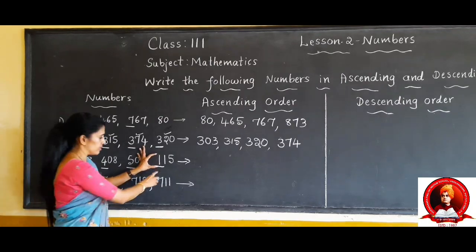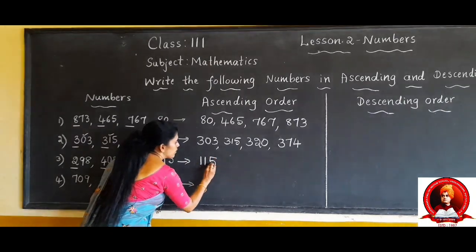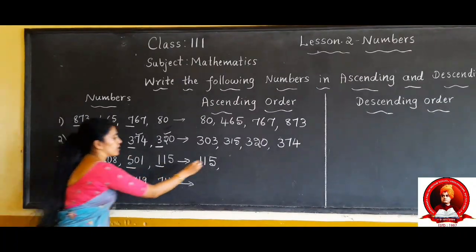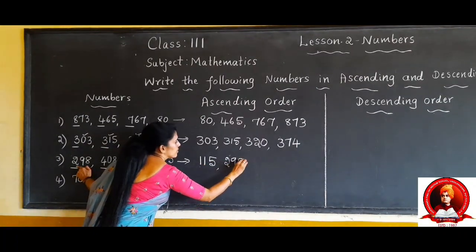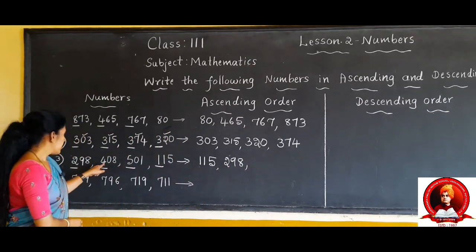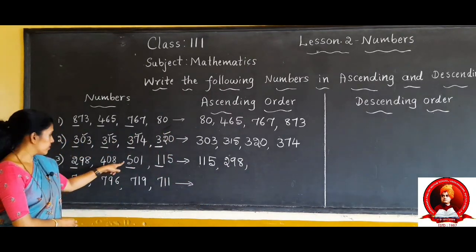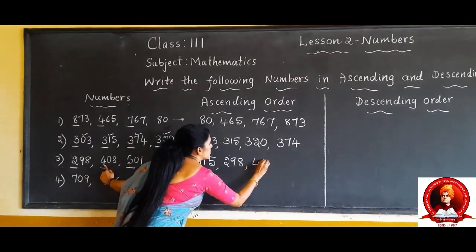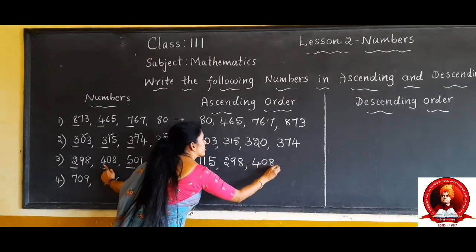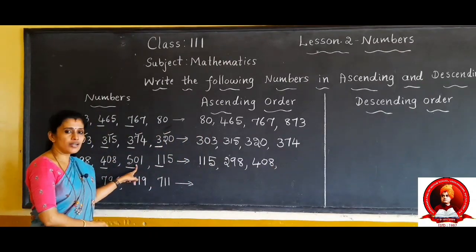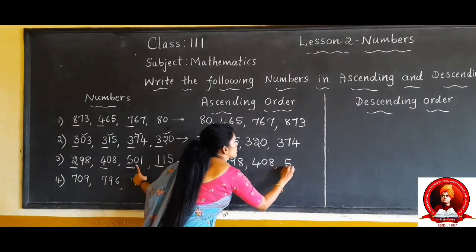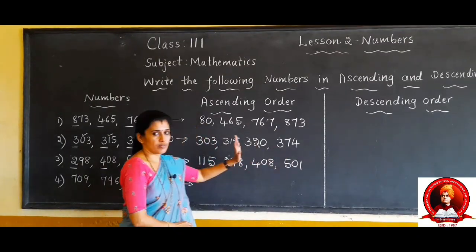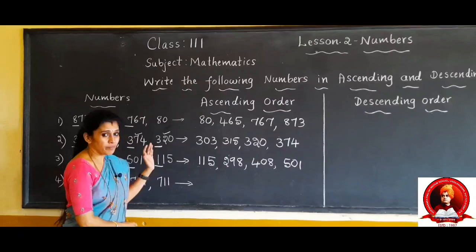You know that 1 here in hundreds place, that is 115. Next number that is greater, that is 298. Which is the next number, children? Here 4, right? Because 4 is smaller than 5. So, first we have to write here 408. Then the last one, 501. So, from the smallest to the greatest we are arranging in ascending order.